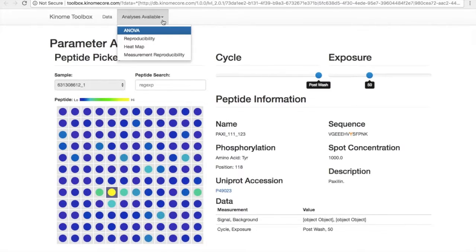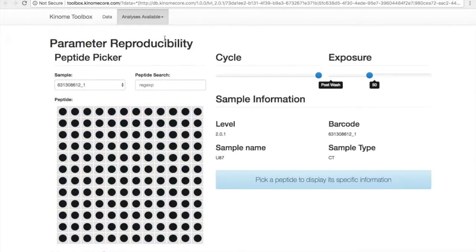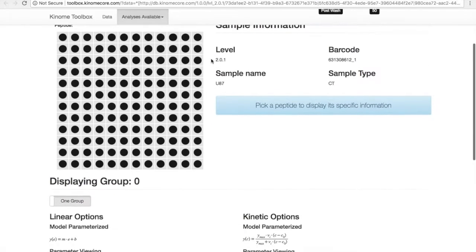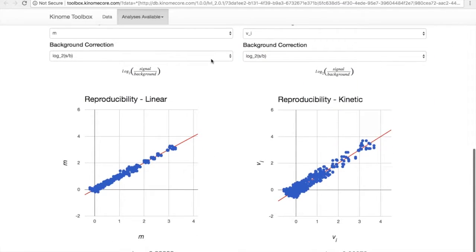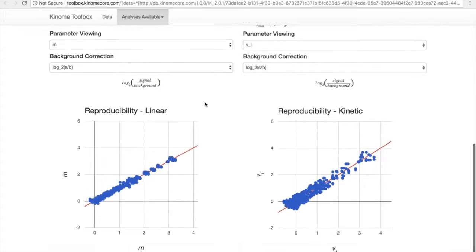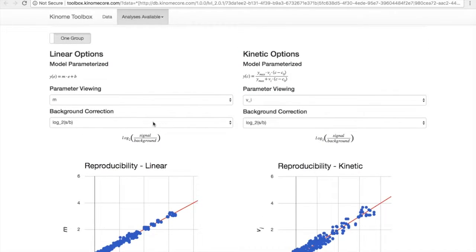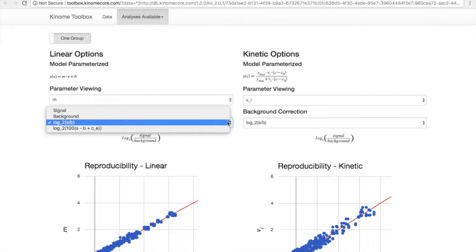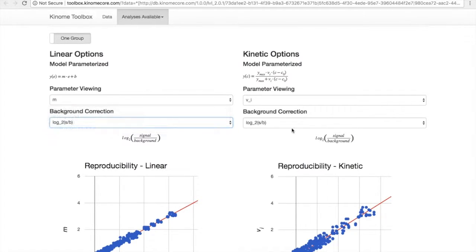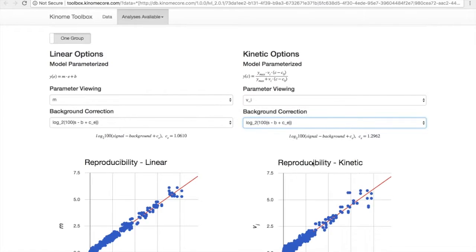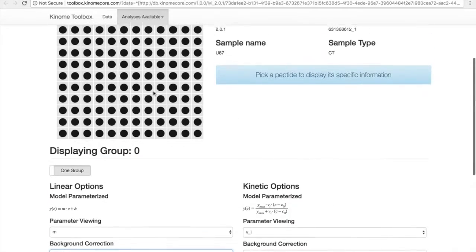On to the second analysis that's available, we have reproducibility. So this is going to look at just the reproducibility of specific values for these technical replicates. Ideally, you would like to see things on the one-to-one line. And you can see that in both of these cases, they are indeed on the one-to-one line. These are for background corrected in a specific manner, log 2 of signal divided by background. We can switch how we deal with the background here and here. And more information of this is detailed in the paper itself.